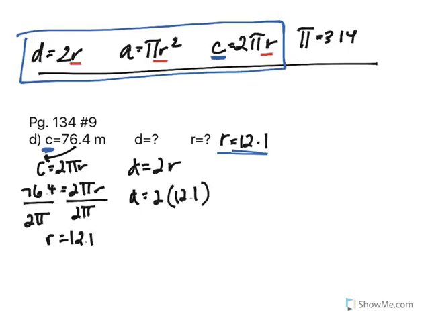12.1 times 2 is 24. In the book it says 24, in the packet it says 24.3, but that's just because we rounded early. We're going to get 24.2, but the answer is 24.3. So we get diameter equals 24.2.